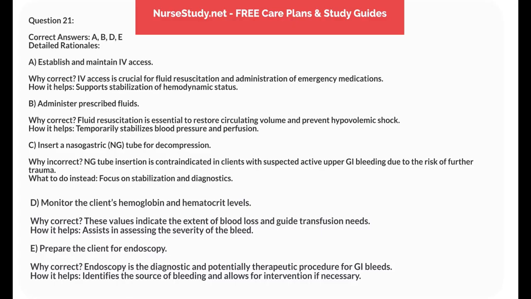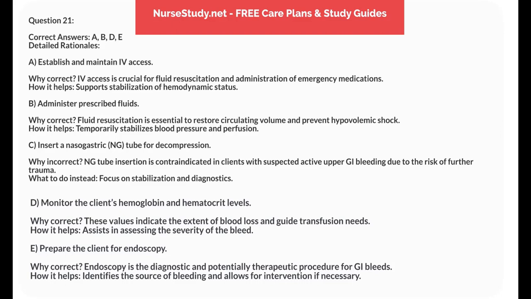C. Insert a nasogastric (NG) tube for decompression. Why incorrect? NG tube insertion is contraindicated in clients with suspected active upper GI bleeding due to the risk of further trauma. What to do instead: focus on stabilization and diagnostics.